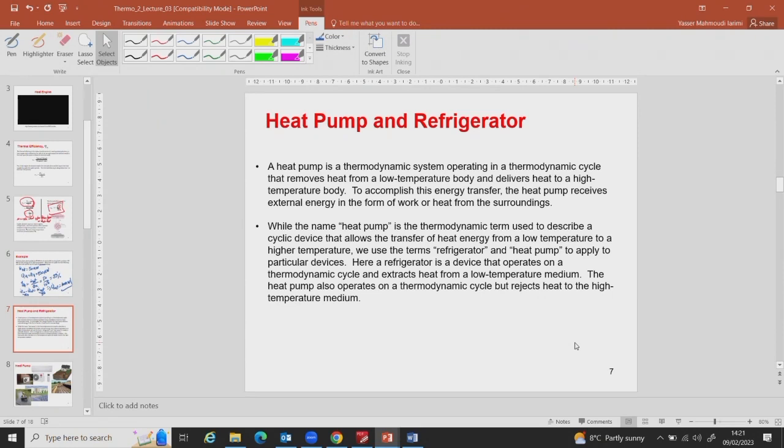I mean, nature doesn't allow you to do this. So you need to spend something here. You need to give power, electricity, to your fridge, and the same for a heat pump.